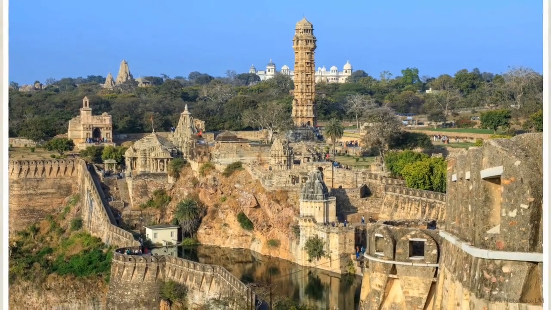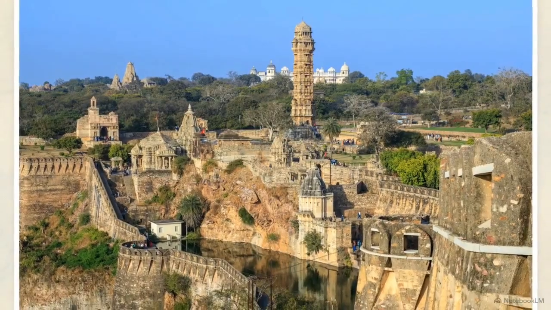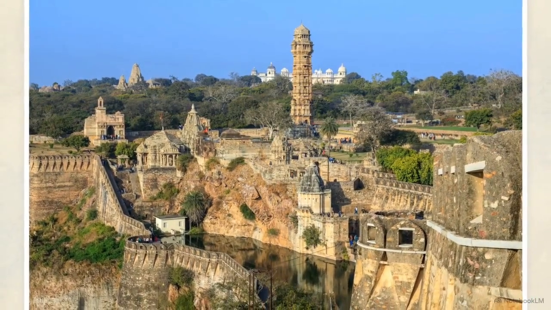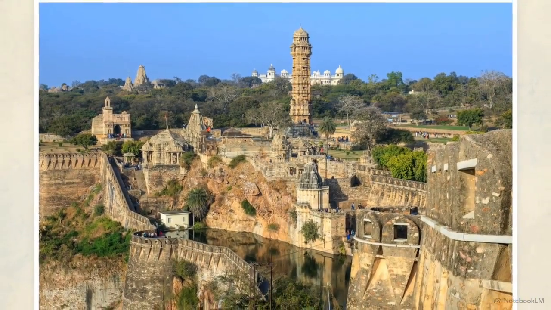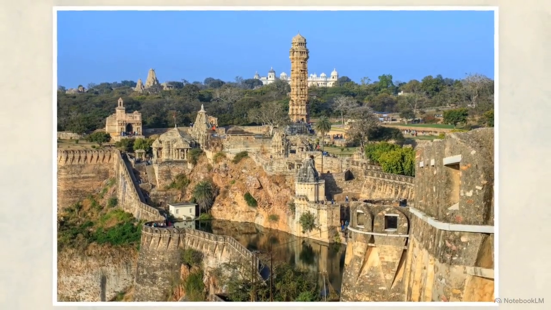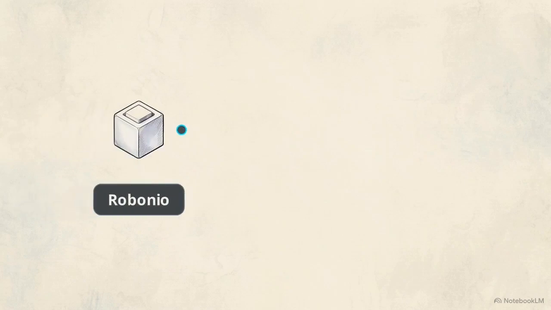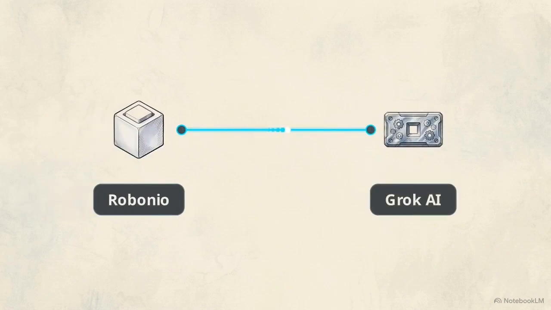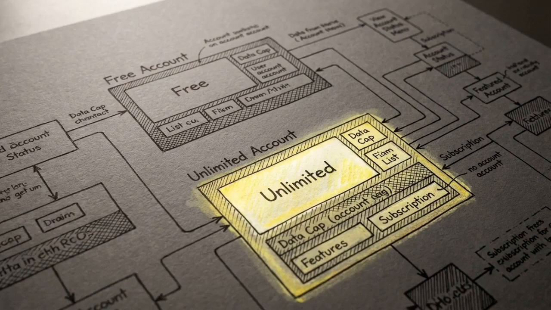Usually, turning a static image like this stone fortress into high-quality video means hitting a paywall. The best AI video generators require an expensive monthly subscription to access their cinematic rendering tools. Today, we are going to build a custom image-to-video workflow inside a platform called Robonio, specifically utilizing the Grok AI model. We are going to set up a system that bypasses the standard usage limits.